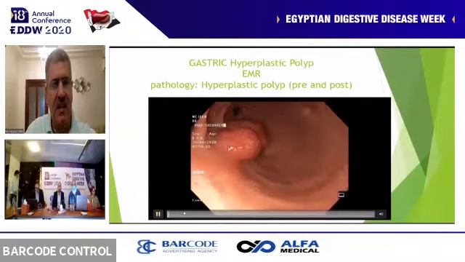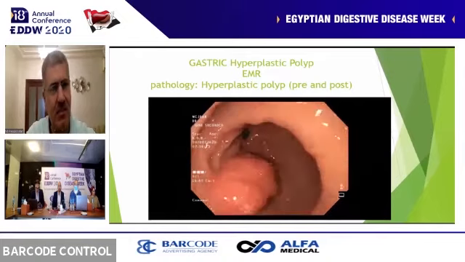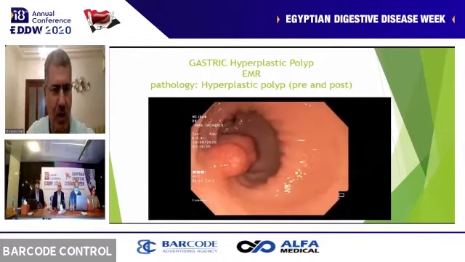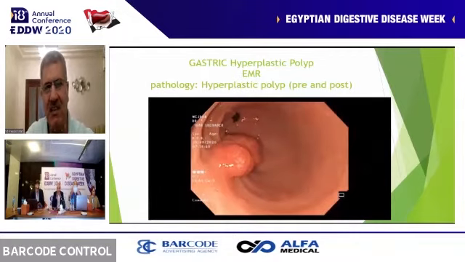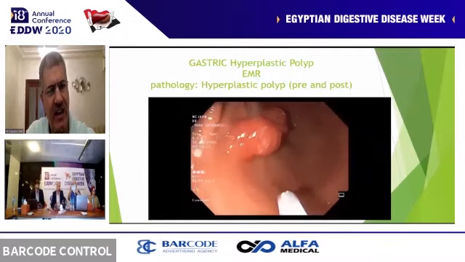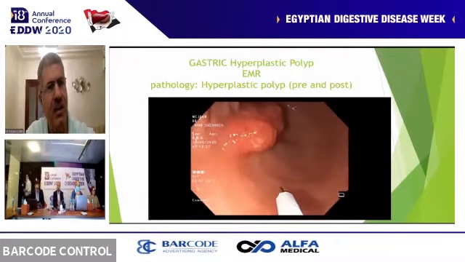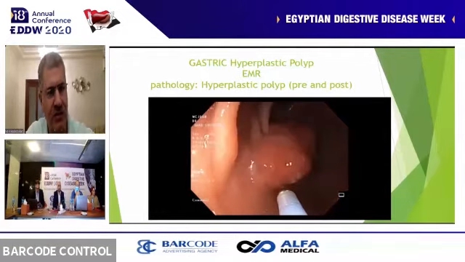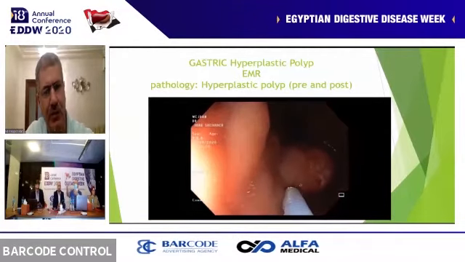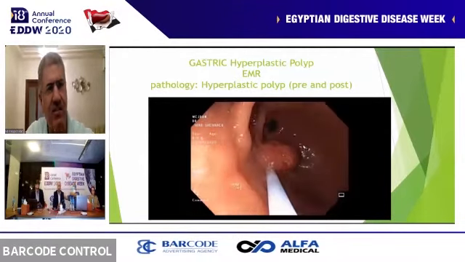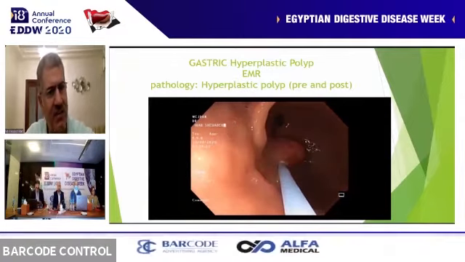This is a lady, probably 68 or 69 years old, and she was seen by a colleague who does not do EMR. Although the biopsy came back as a hyperplastic polyp, she was so scared and she was referred for surgery. But after being referred to me, I offered her endoscopic mucosal resection. And as you know, even hyperplastic polyps above 1 centimeter need to be removed because there is a 2% chance of having an adenomatous component, which subsequently increases the chance of cancer.